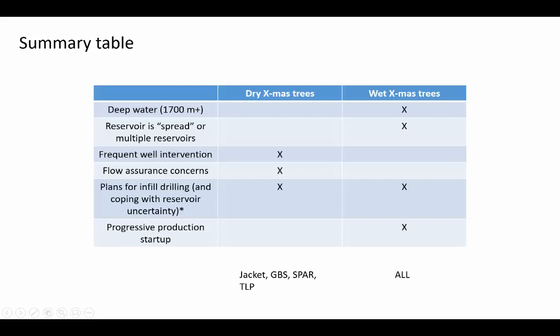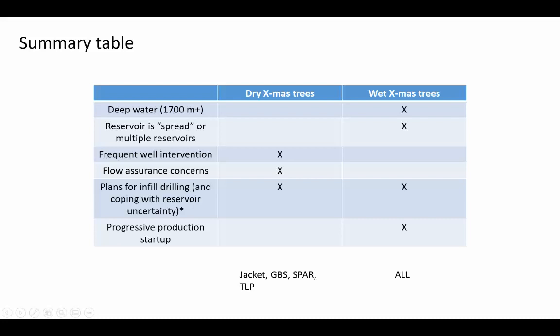If we have flow assurance concerns, that means we might have too much pressure and temperature reduction on the commingling system, on the flow line and pipeline, and then we can have issues with wax, hydrate, and scaling. So then we usually like to have dry Christmas trees.